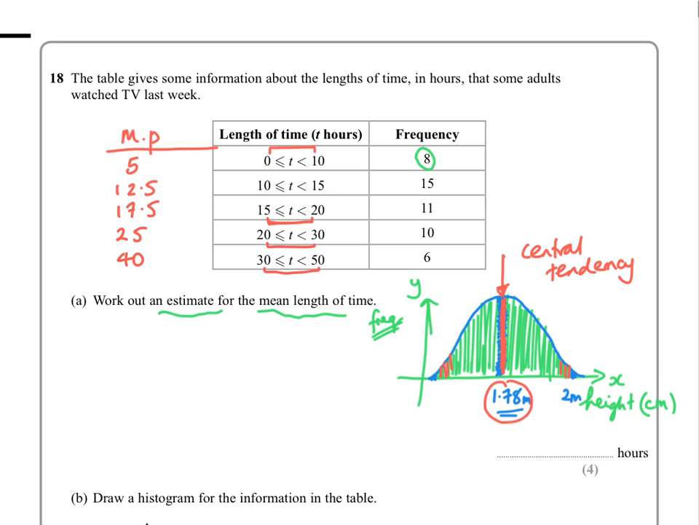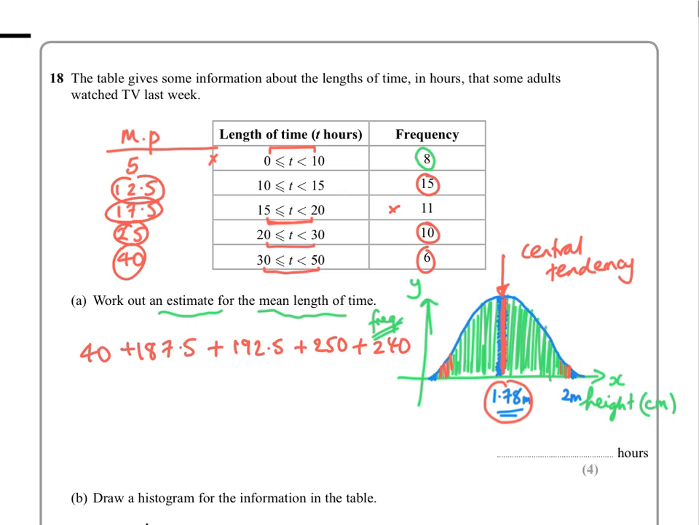And then what you do is, on your calculator, you would do 5 lots of 8, which is 40. And then you'd have 12.5 lots of 15, which I'm going to do on my calculator. So we'd have 12.5 times 15, which is 187.5, plus 11 lots of 17.5, which is 192.5, plus 10 lots of 25 is 250, plus 6 lots of 40 is 240. So if you added that up, that would be all the total hours watched.